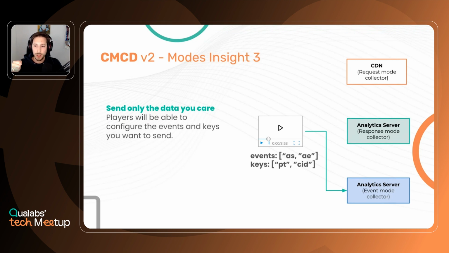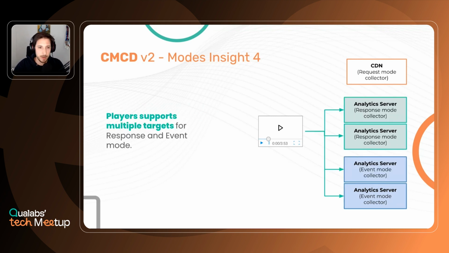Also, you can filter the events you want to send. The players are going to let you configure, for example, I just care about an ad start and the end of an ad, and I want to send just, for example, the playhead position and the content ID. And you can collect that in a third-party server. Also, players will support multiple targets. So you can put 3, 4, 5, n servers to listen, for the player to send replicas of the information to any of these response mode collectors or event mode collectors to do whatever you want to do with that.